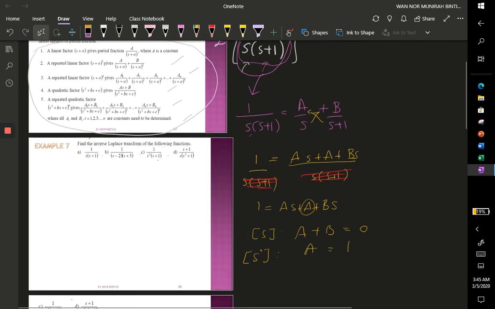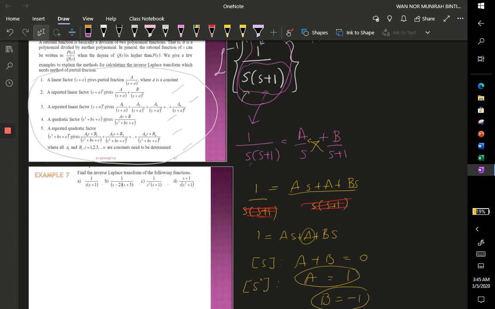Therefore, I can conclude that my A equals 1. When A equals 1, therefore my B equals negative 1. Okay, so this is my constant. So I try to put it here. My A is 1, so I have 1 over S minus 1 over S plus 1.